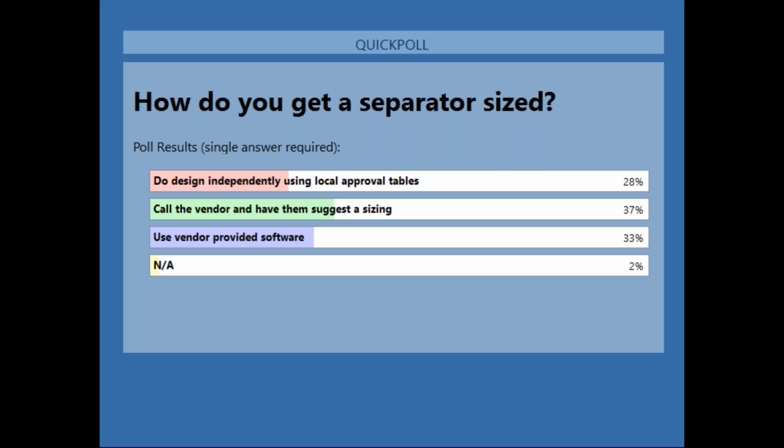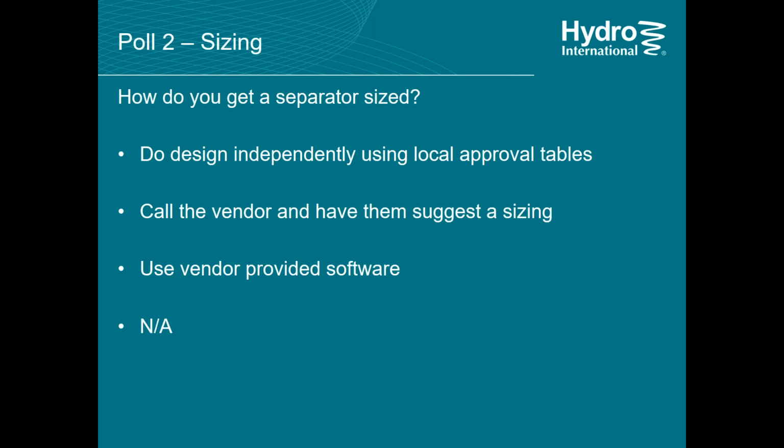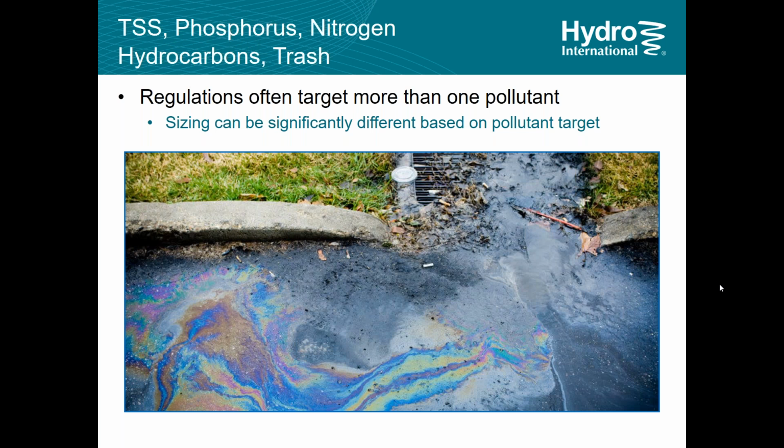This is a little more interesting result. 28% of people said they do the design independently, and about 37% say they would call the vendor, and about 30% use the vendor software. So it's a fairly even split on how these things get designed. This is actually one of the key components of this presentation, is how to get designs done and to look at the sizing aspect of these. So now I'm going to move on with the presentation here and talk about regulations. I'm going to go through a whole process of slides here. There's quite a bit of information to cover.